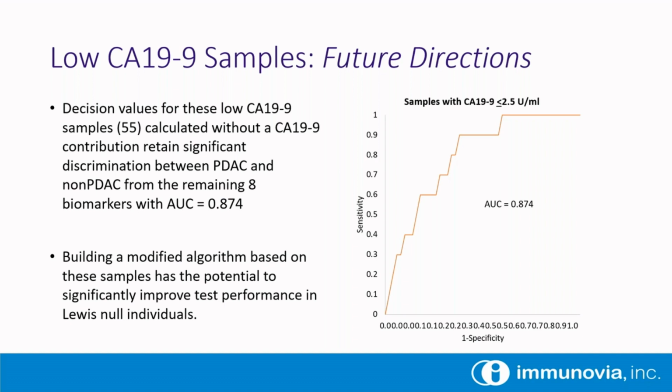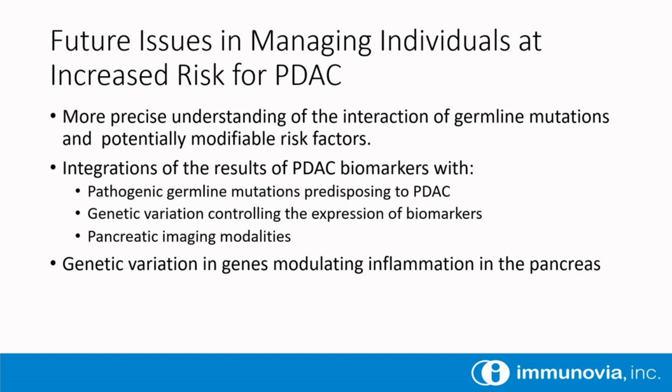The ROC curve is choppy because only 55 individuals are included, but it shows significant discrimination between individuals with cancer and those without cancer. And that gives us, I think, a real hope that we may be able to design a modified model that will be predictive in these individuals. And that's something that we are very interested in for the future.